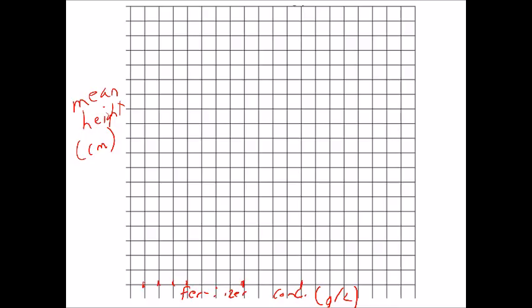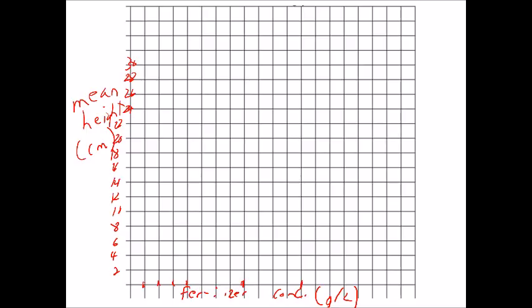So the first thing we want to do is graph the means. So for the 20 gram per liter sample, our mean was 15.8. For the 40, it was 21.2. And for the 60, it was 25. So maybe a good way of graphing this, if we made each one of these lines be 2. So this could be 2, 4, 6, 8, 10, 12, 14, 16, 18, 20, 22, 24, 26, 28, 30. That should be far enough.